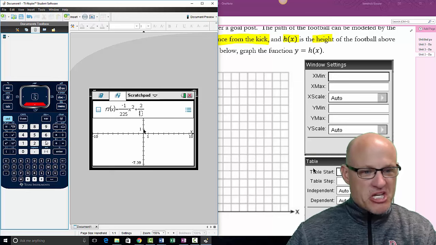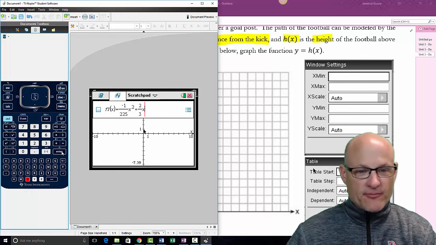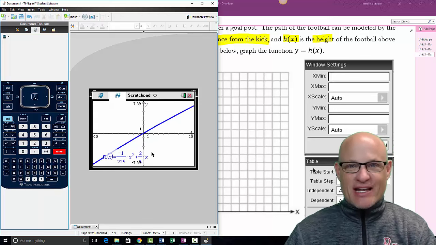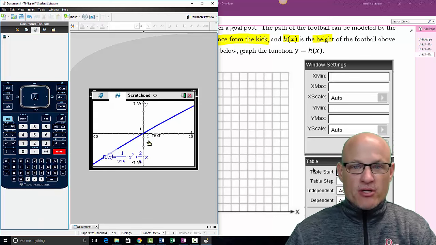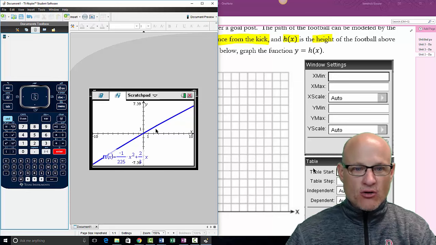Somebody came up with this formula, and they're my hero. I'm not going to lie, I love them. Somewhere we came up with this.